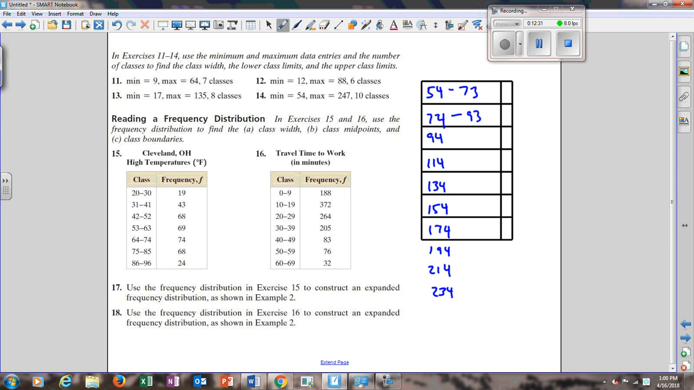73, 93, 113, 133, 153, 173, 193, 213, 233, and then you add 19 to this and you get 253. All right, so that's number 14.